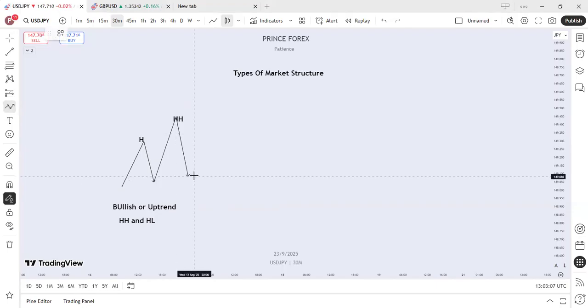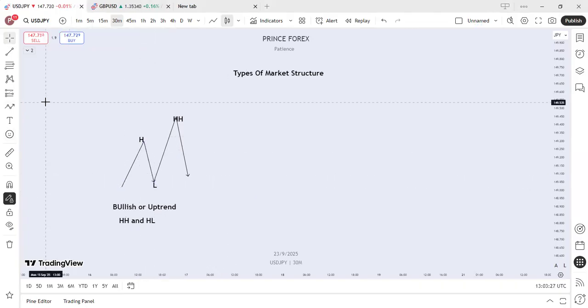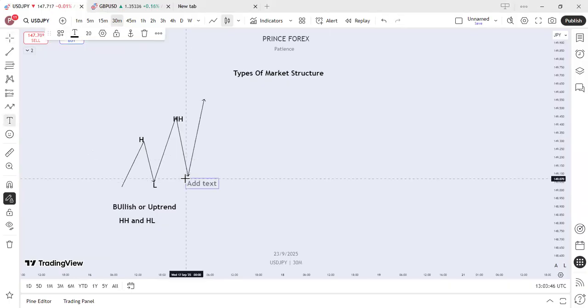And once price creates this low here, right? So initially, this was our low here, right? It's also a V-shape, right? Once price creates another low, this low here is higher than this low. It's not lower than it, it's higher than it. So this low here will be called a higher low, right?